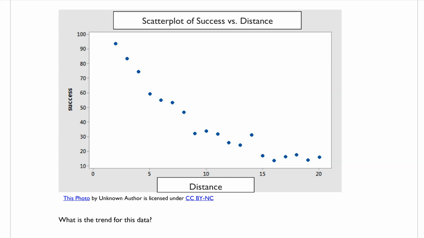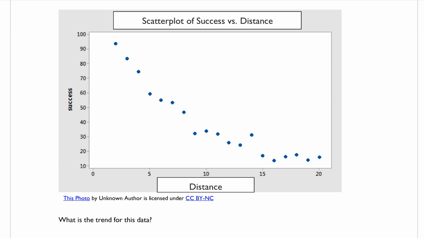And so maybe, if you look at this student who lives, it doesn't even say if the distance is in miles, but let's say it were in miles. So maybe this is about 2. So this student, maybe their success is like a 92% or something like that. So that's just some conjecture here.